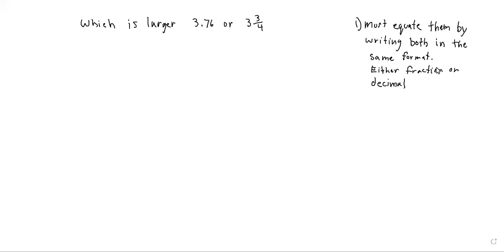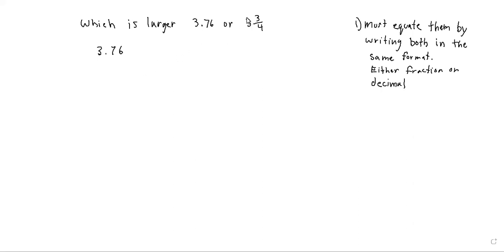So we have two options. We can either choose a fraction or a decimal. We're going to do both in this session. Let's go for the fraction first. I'm sorry, let's go for the decimal first, all right? So the first number is 3.76. That's already in decimal format. So we're going to write the second number in decimal format.